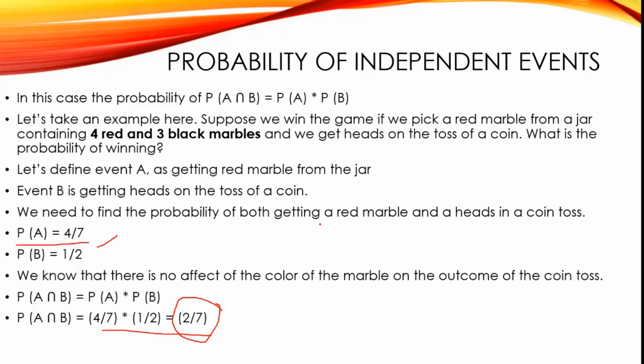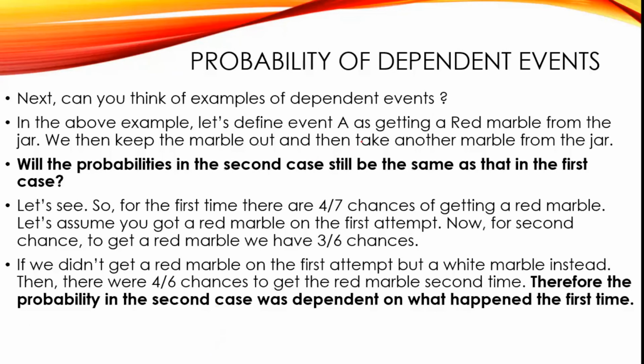So getting a red marble out of 7, of which 4 are red and 3 black marbles, and getting heads when you toss the coin. This is the way we represent it. I'll share the PPT so it's possible for you to note it down.